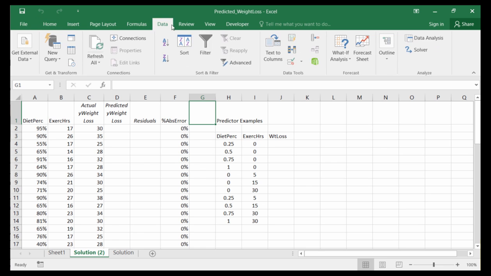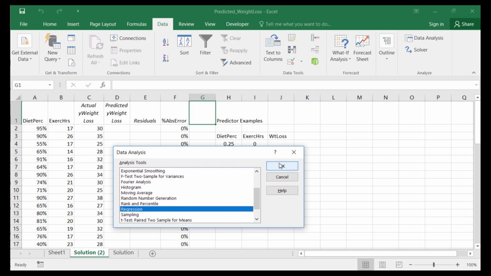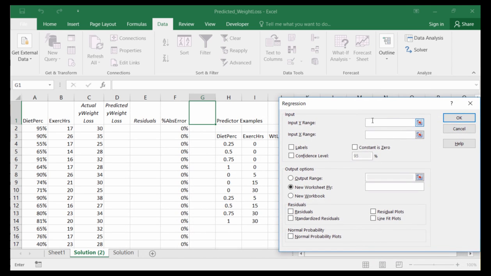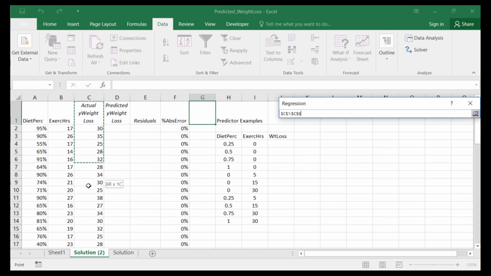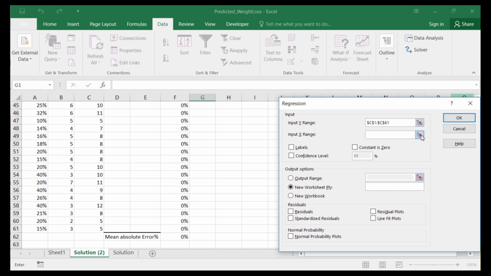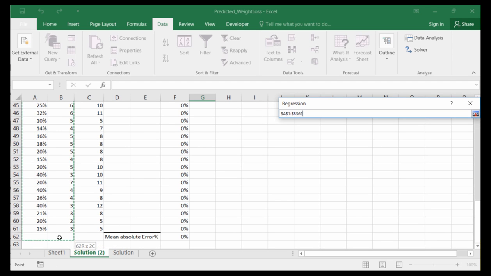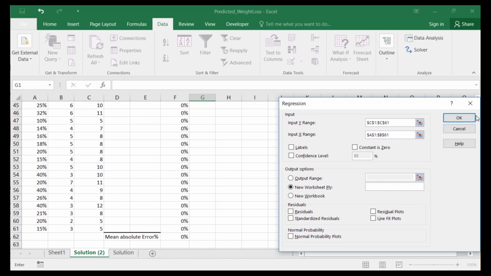So we'll go to our data tab and back into our data analysis, and we will pick regression. For our input range, for Y, we want our weight loss. And for our predictors, we want to have our diet adherence and exercise hours. Our labels are on our first page, and put it on a new tab. We're also going to click Residuals, because by clicking Residuals, we'll be able to have it calculate automatically what the residual value is, which is the difference between the actual value of weight loss and what our model predicts that will be.